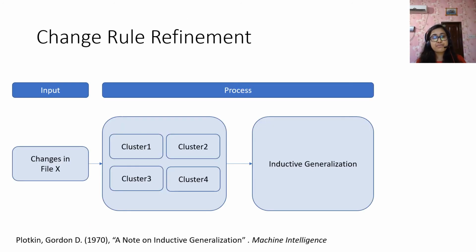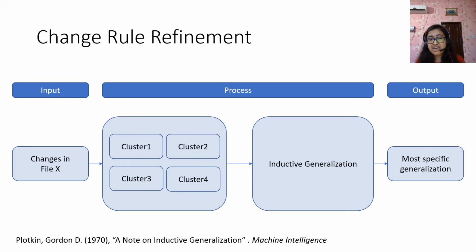For this, we have built a pipeline where we take as input the changes in file X, cluster them based on their features, and then use an inductive generalization technique to learn the most specific generalization of the changes in file X that triggered a change in file Y. Now let me talk about the inductive generalization part first.